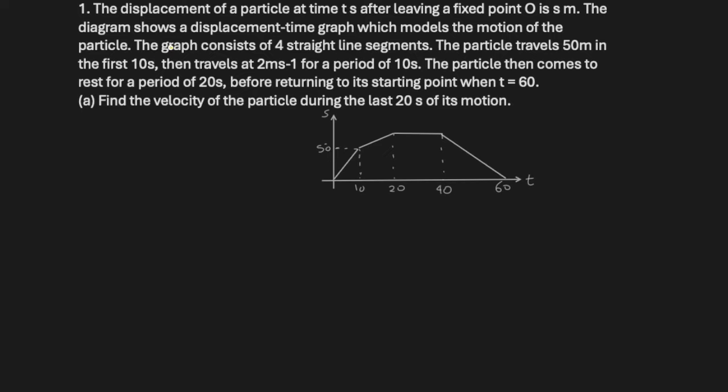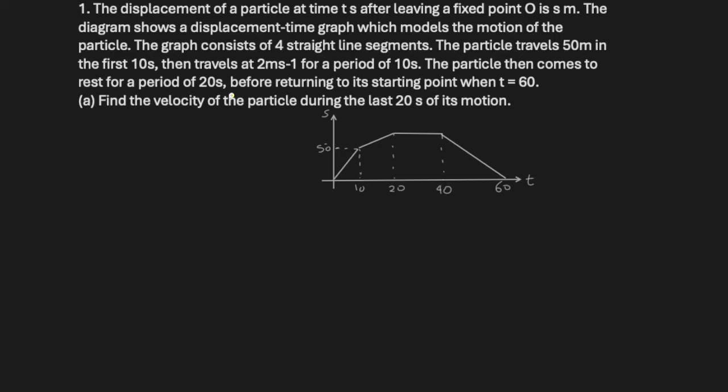United. The question number 1 talks about the displacement of a particle at time t seconds after leaving a fixed point O is s meters. The diagram shows the displacement time graph. Okay, the graph consists of 4 straight line segments.